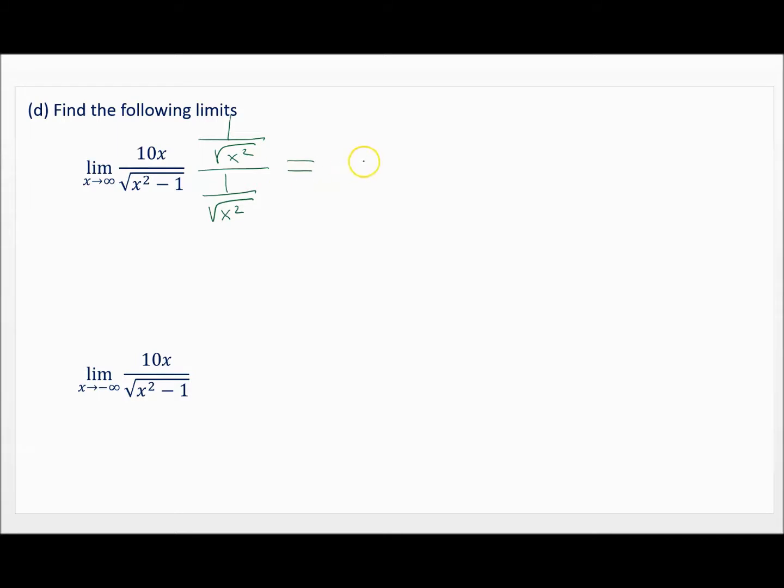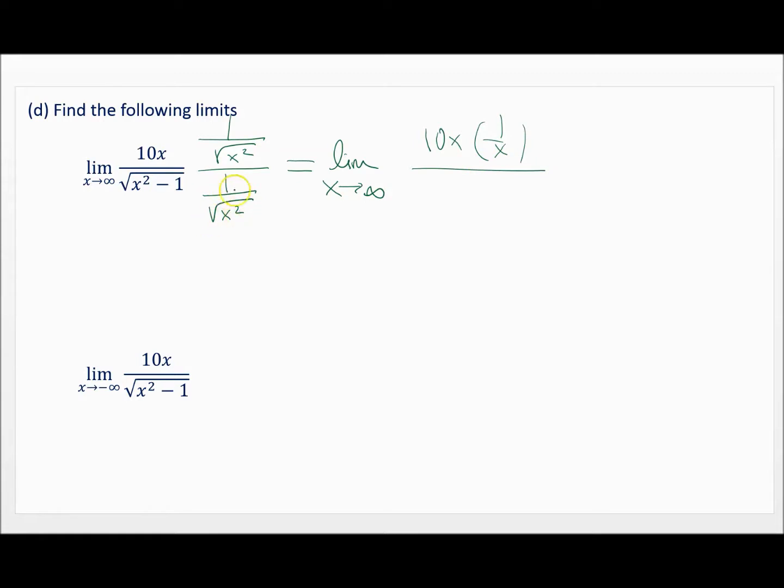Now, still have the limit as x approaches infinity. Notice in the numerator and denominator I have exactly the same thing. The square root of x squared is just x if we're going to plus infinity. So the square root and the square cancel each other out, and since we're going to positive infinity, that's a positive x. So this is the same as saying 10x times 1 over x.